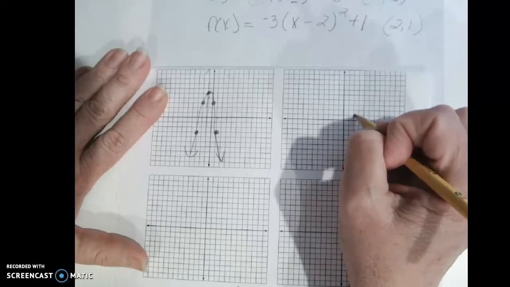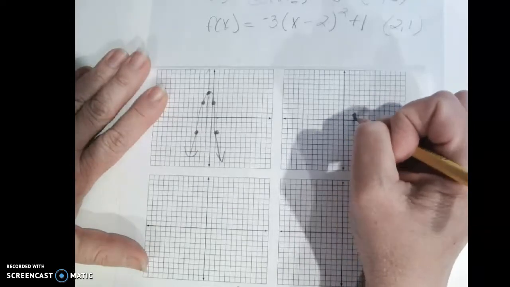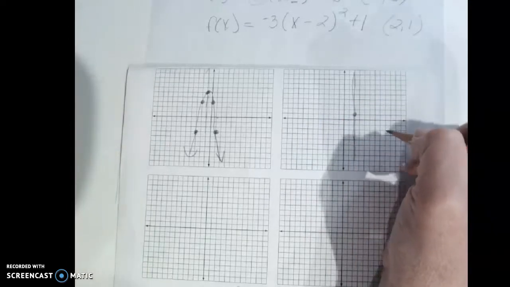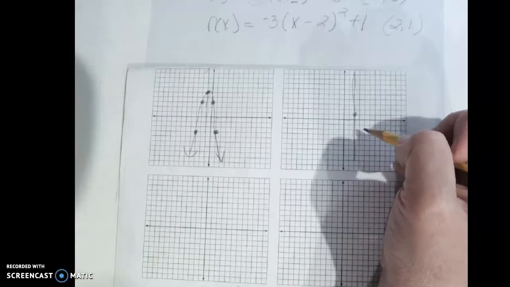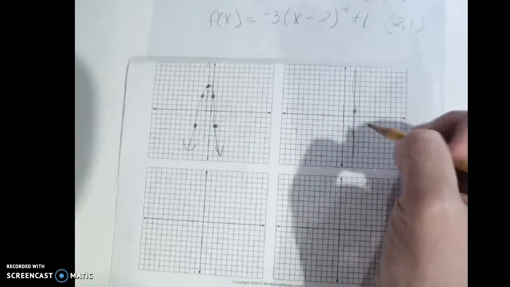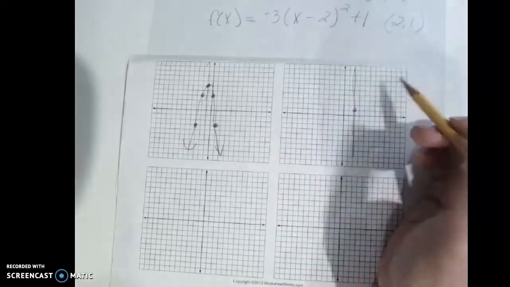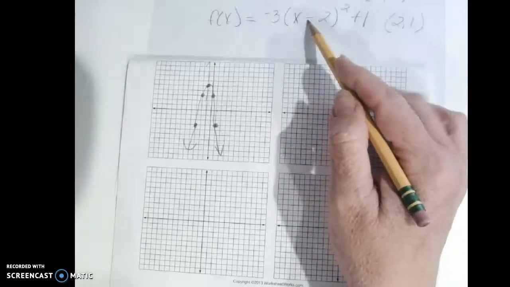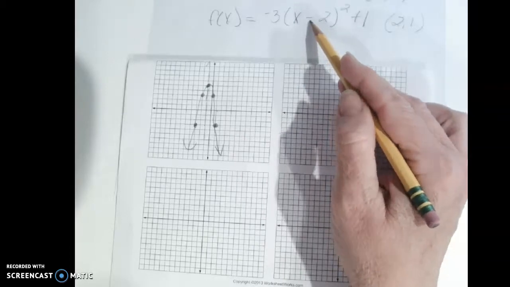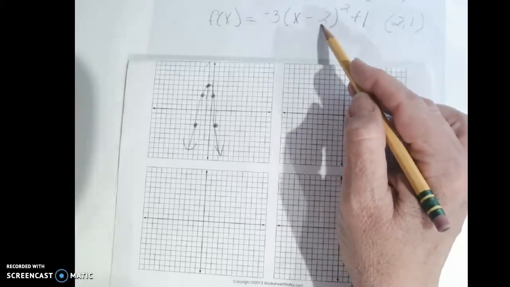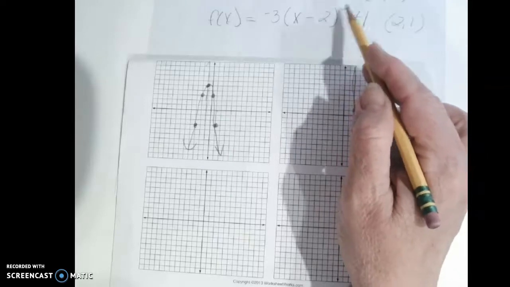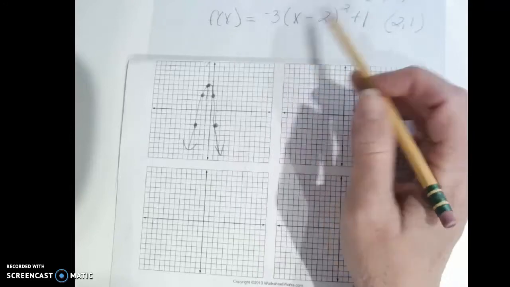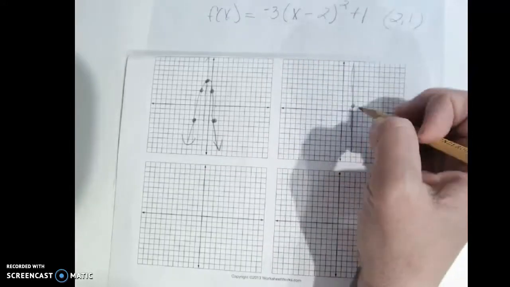1, 2, up 1. This also means that my axis of symmetry, if I want to lightly draw it in there, is the line x equals 2. If I want to, and I said before it's going to open down. I'm going to go ahead and put in 0 here, and I will get a -2. When I square it, I get 4, because -2 squared is 4. 4 times -3 is -12, plus 1 is -11.